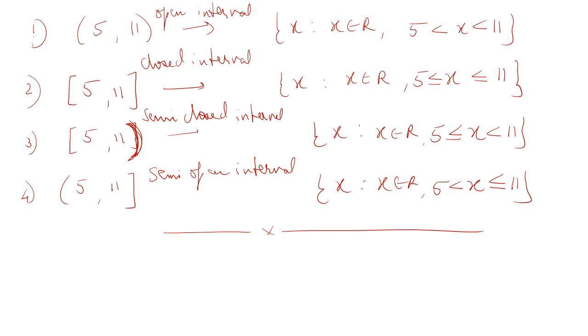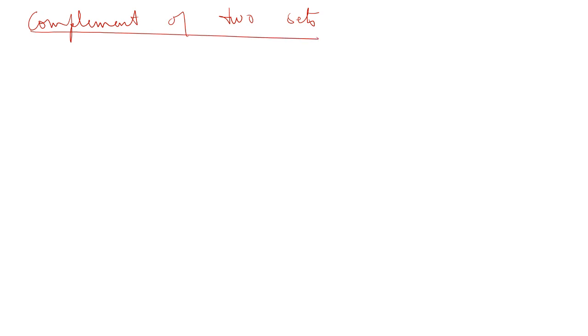Okay. The next point is the complement of two sets, or complement of sets. It's not two, you can say complement of two sets or complement of a set. Now what is the meaning of complement of a set? For that we have to consider the universal set. What is the universal set? It is the biggest set. It is denoted by this symbol.